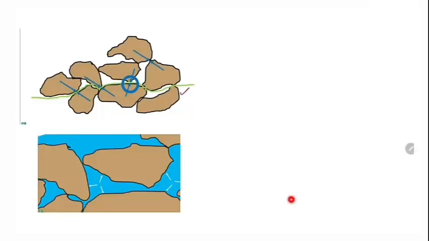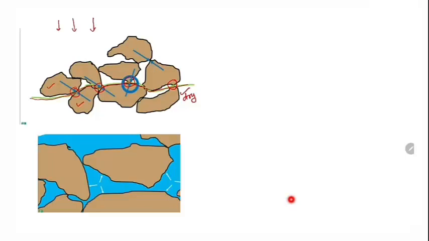Here the first figure represents dry soil. When we apply pressure on dry soil, this pressure is transferred from one solid particle to another through the points of contact. So these are the points of contact through which pressure is transferred. This is an imaginary line which passes through the points of contact.